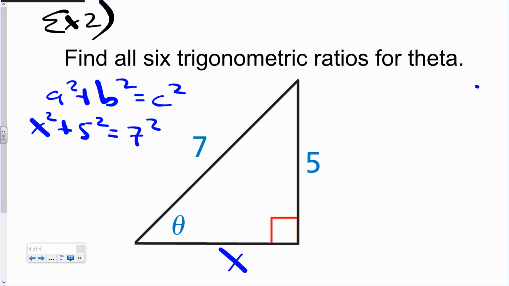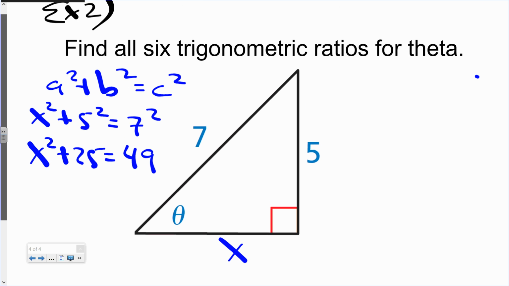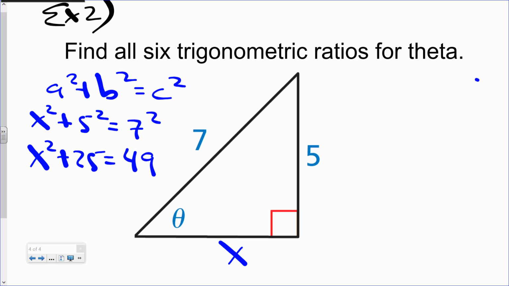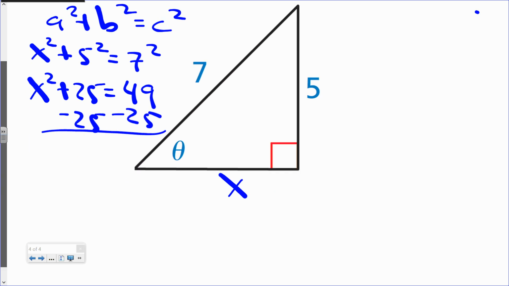So the Pythagorean theorem says x squared plus 5 squared, 5 times 5 is 25, equals 7 squared, 7 times 7 is 49. Okay. Wait, careful. We've got to get x by itself. Let's subtract 25 from both sides to get x alone. I'll bring it down here since I have some room. I end up having x squared equaling 24.